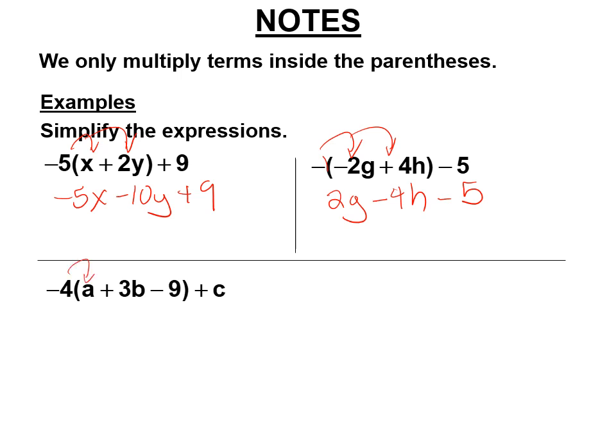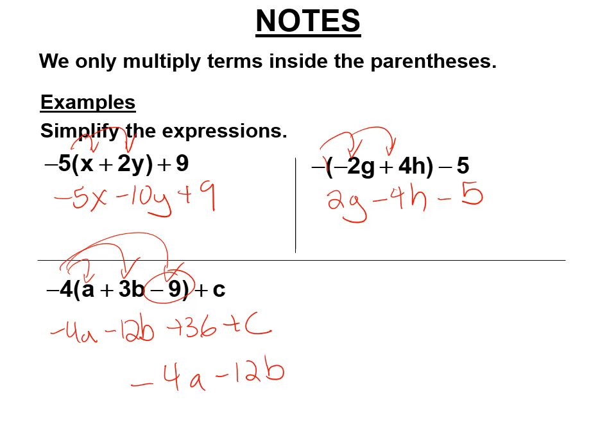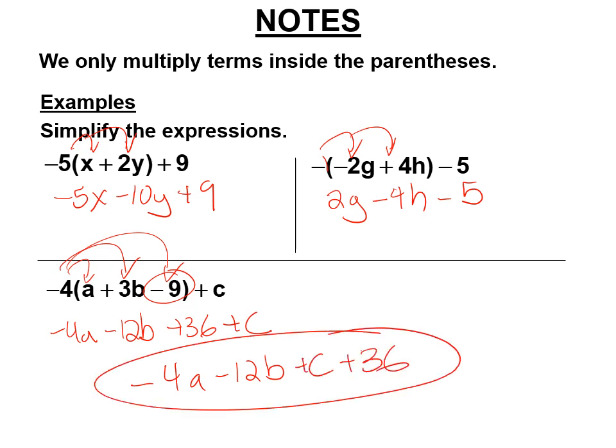Negative 4 times a is negative 4a. Negative 4 times 3b is negative 12b, so we're going to make that minus 12b. Negative 4 times negative 9, positive 36, plus c. All right, now this is not in alphabetical order yet because the number has to go in the end, so you got to fix that part, and so the correct answer is negative 4a minus 12b plus c plus 36.